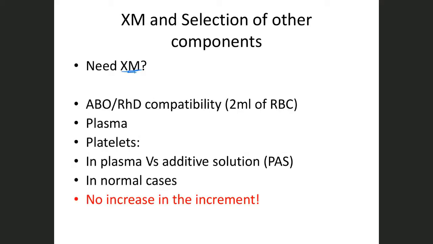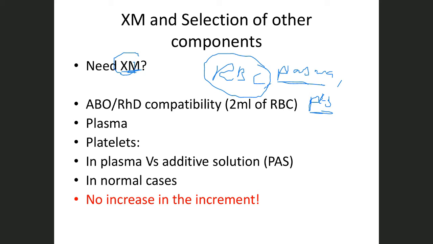As we discussed, we have a number of products: RBC, plasma, and platelets. The main product that needs cross matching is, what do you think? We said it at the beginning. Amjad, which one do we have to cross match? As you said, yes, red blood cells. So this is the one.